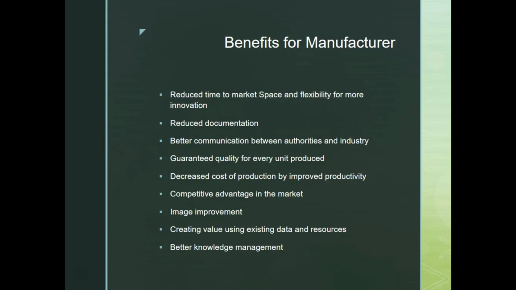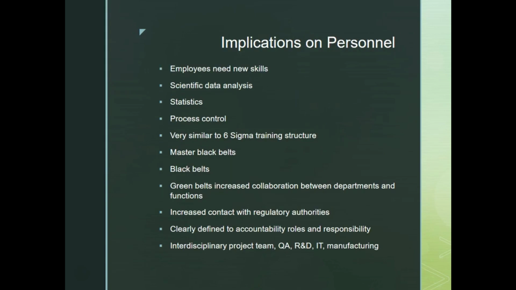So what are the benefits for the manufacturer if we implement a QbD process? It reduces time to market, gives space and flexibility for more innovation, reduced documentation and better communication between the regulatory authorities and industry, guaranteed quality for every unit produced, decreased cost of production by improved productivity, an obvious competitive advantage in the market, image improvement, creating value using existing data and resources, and better knowledge management of your process.